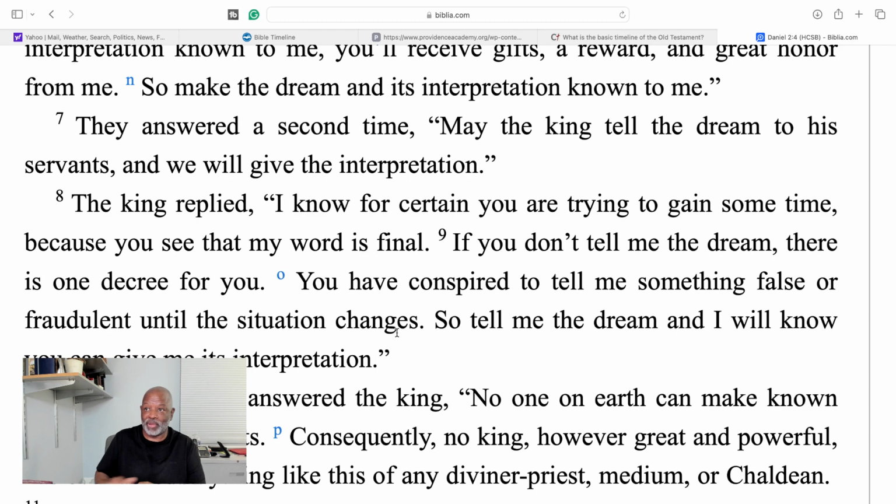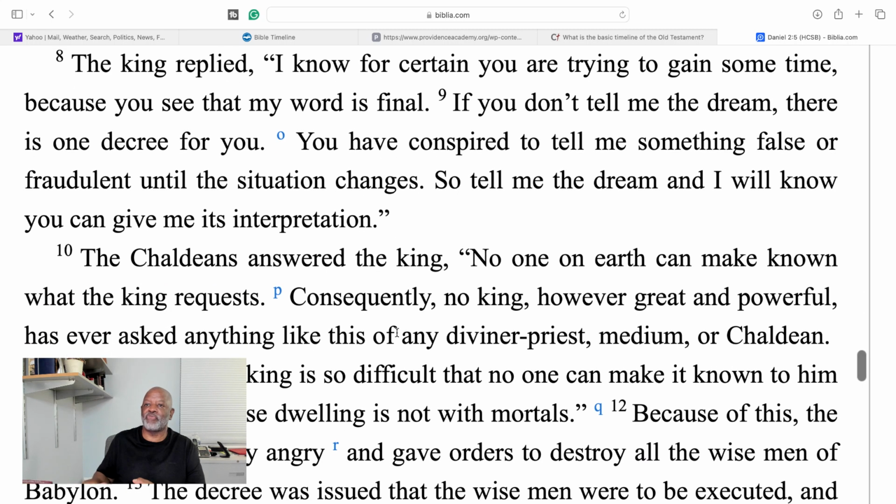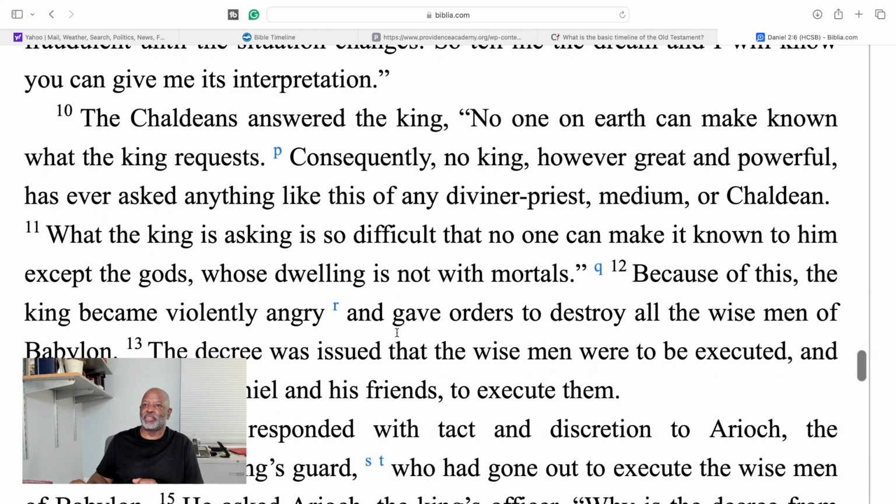Verse 8, the king replied, I know for certain you are trying to gain some time because you see that my word is final. If you don't tell me the dream, there is one decree for you. You have conspired to tell me something false and fraudulent until the situation changes. So tell me the dream, and I will know you can give me its interpretation. They are in trouble. Okay? They are in trouble.